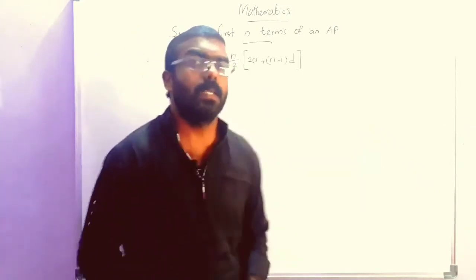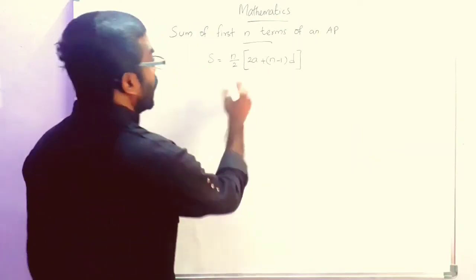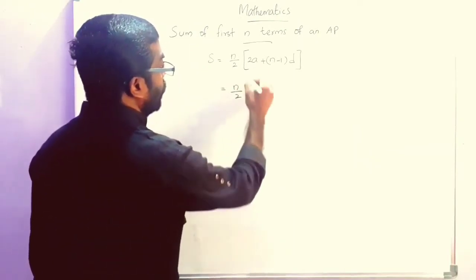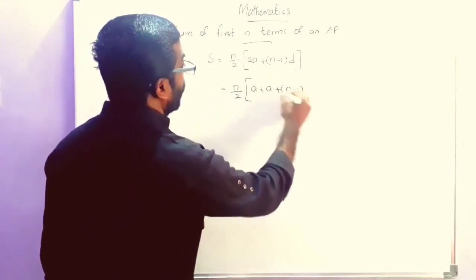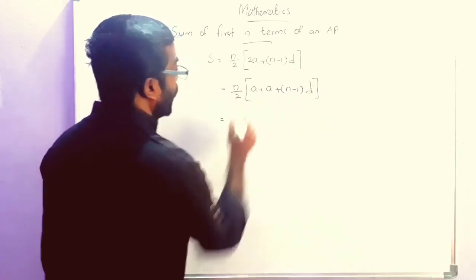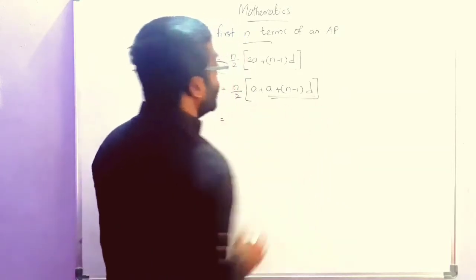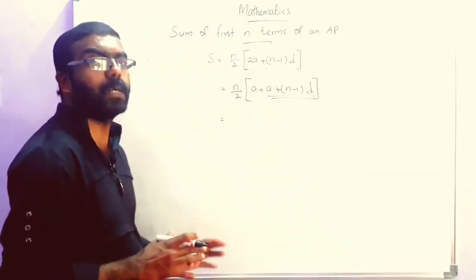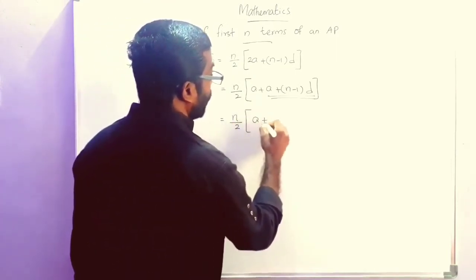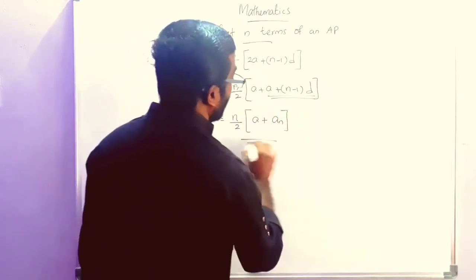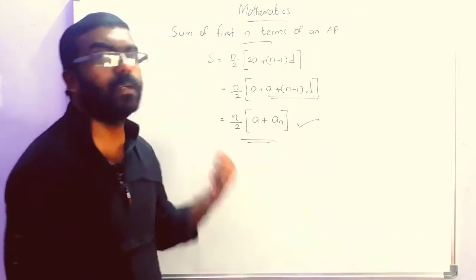Clear? Once again consider the formula. S is equal to n by 2 into 2A plus n minus 1 into D. This can also be written as n by 2 into, this 2A we can split as A plus A, then plus n minus 1 into D. So here we got n by 2 into A plus n minus 1 into D. This A plus n minus 1 into D is what? The nth term, formula for nth term. So we can replace it: n by 2 into A plus An. So this is another formula to find the sum. If we know A and An, then we can use this result.